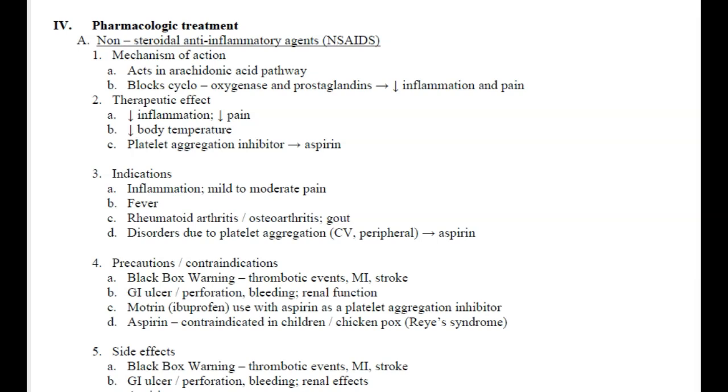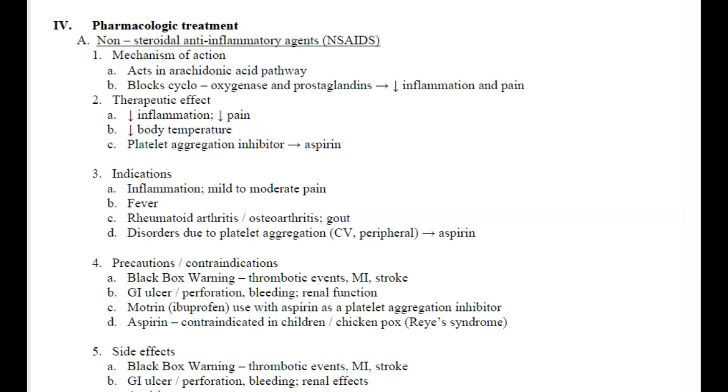Mechanism of action. Remember, there are many different kinds of NSAIDs, but mainly they act in the arachidonic acid pathway, which the body uses as a starting material in the synthesis of prostaglandins and leukotrienes, or inflammatory mediators. Also, they block the cyclooxygenase, or COX, and prostaglandins, thus decreasing the inflammation and pain. So NSAIDs relieve pain, headache, and inflammation by blocking the chemical activity of the enzyme called COX, which promotes synthesis of prostaglandins, a lipid compound with hormone-like effects involved in the inflammatory process.